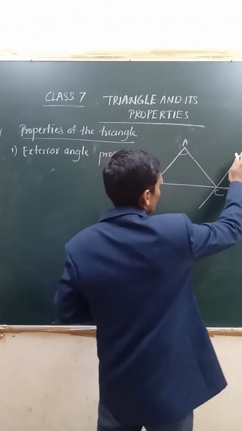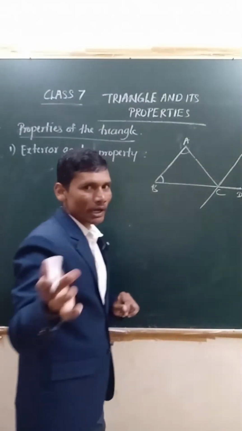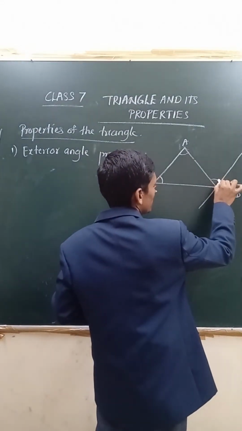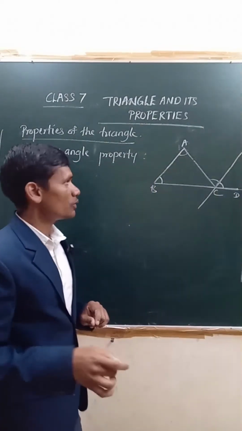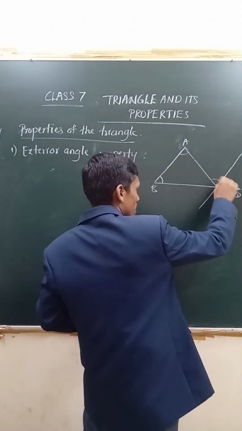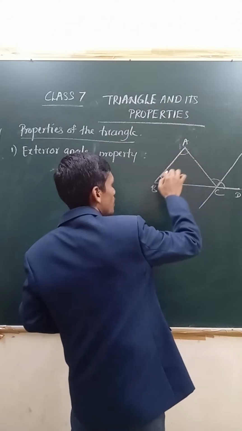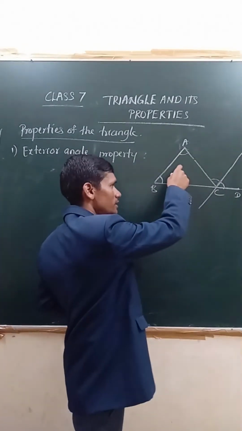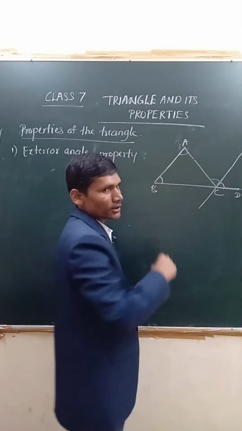If you draw one line parallel to that, and you can check this practically, you measure this angle and this angle. This angle will be exactly equal to the sum of the two angles here. These two angles are interior angles of the triangle and they are opposite to each other, right?